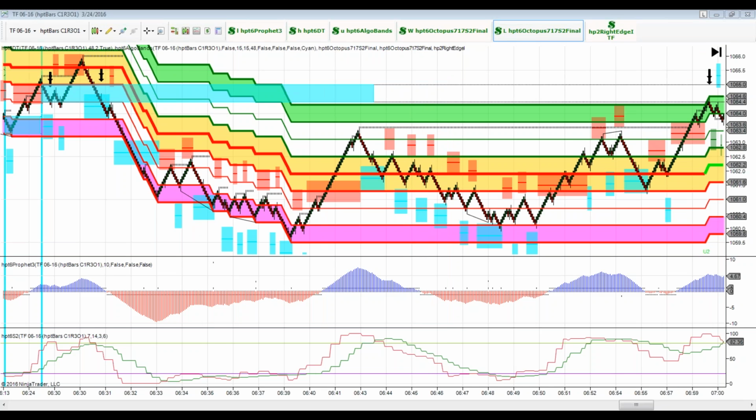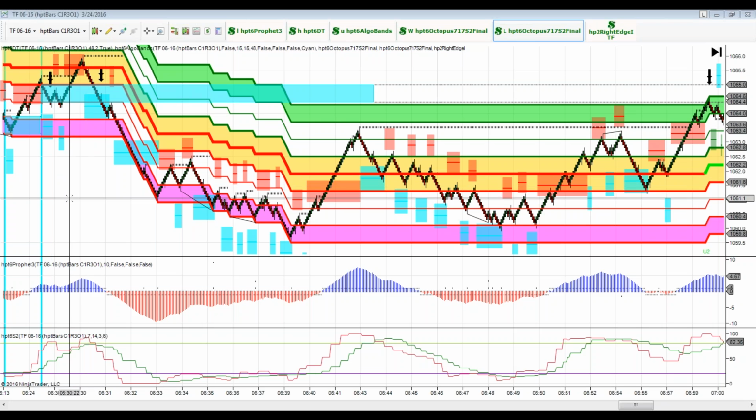Okay, so the first thing I'm looking at here is the Russell contract. Okay, and this is pretty much the pit open right here. One of the questions was, of course, the conservative entry generally is going to be a close below the Algo Band with the trend. Now, as the trend is down, so the conservative entry is here.